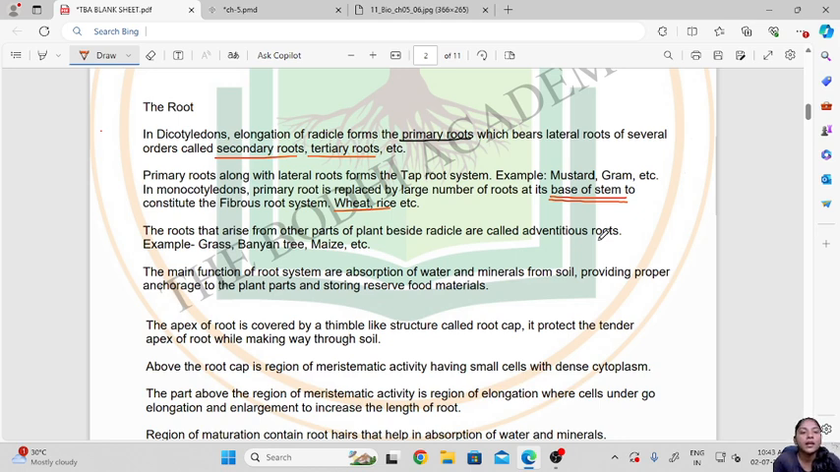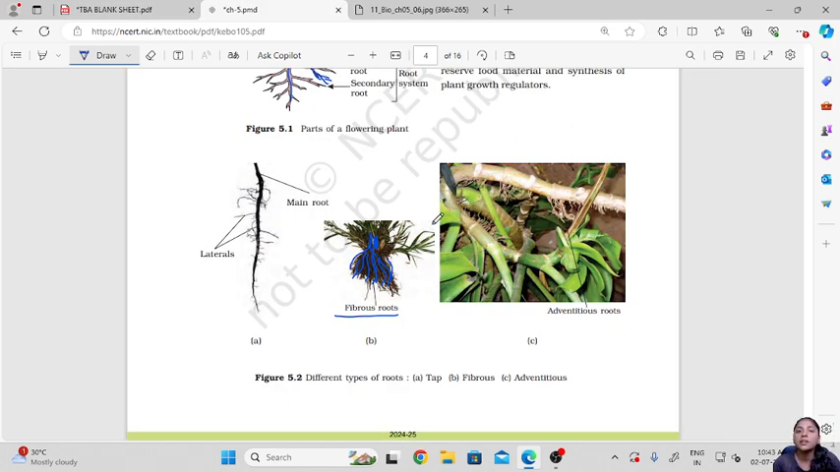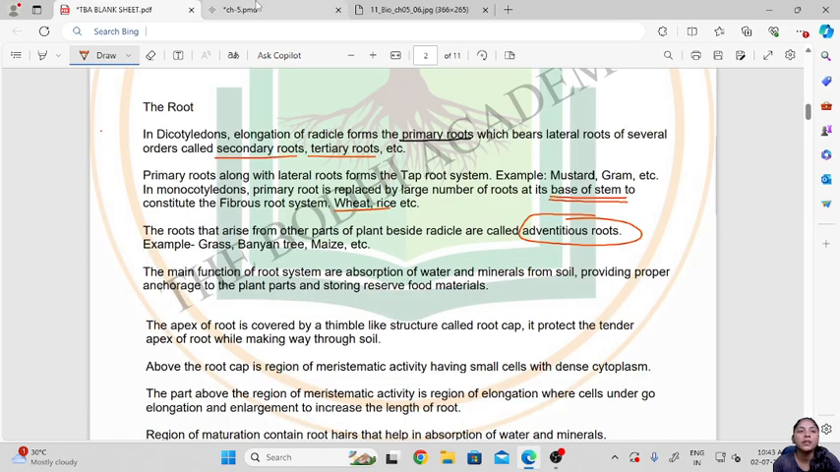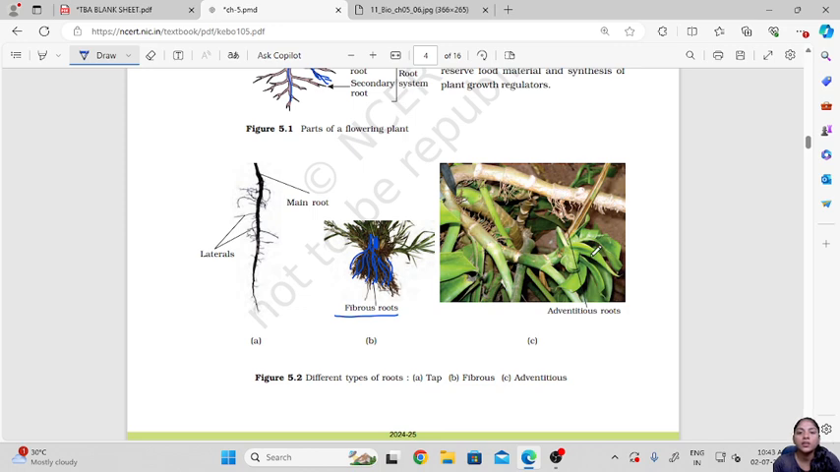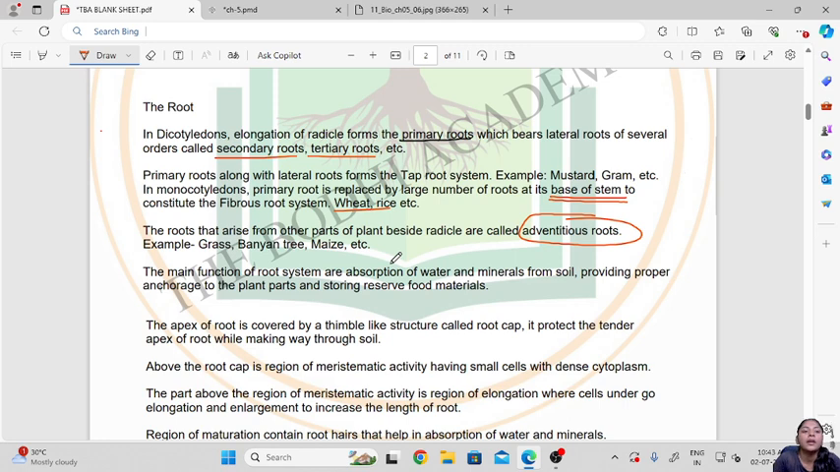Now the roots that arise from other parts of the plant besides the radicle are called adventitious roots. Okay. So as we can see here in this picture, the roots which arise from other parts rather than the radicle are called adventitious roots. So here we can see fine roots coming out from these stem-like structures or the branches of this plant. Now some examples of such plants having adventitious roots are grass, banyan tree or maize plant.